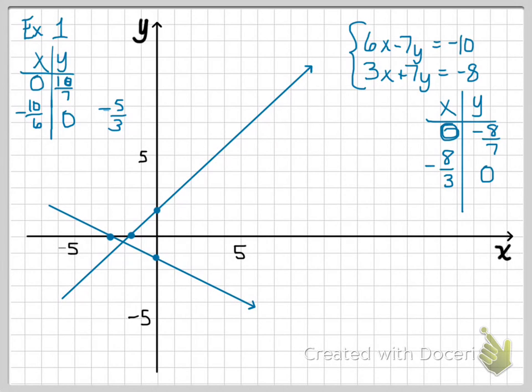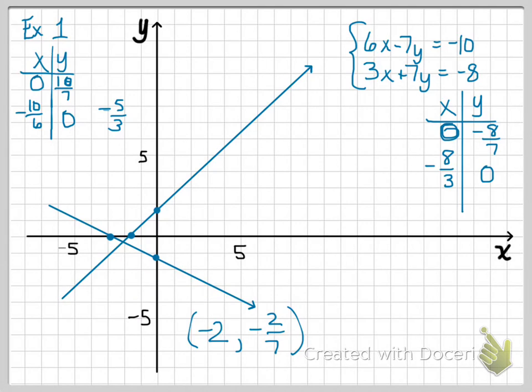Now, let's check and see. Our solution, we said, was supposed to be negative 2, negative 2/7. And so let's kind of analyze this. So here's the point of intersection, is right about negative 2, roughly. And the y-coordinate, negative 2/7, looks about right too. It's less than negative 1/2, so it's right there. So our graphs confirm our algebraic solution here.